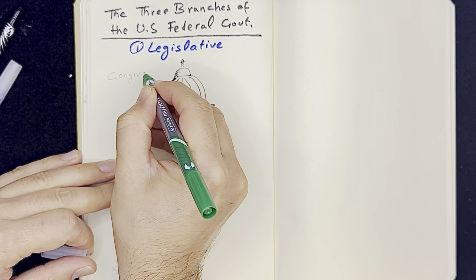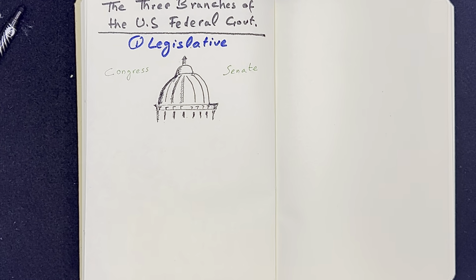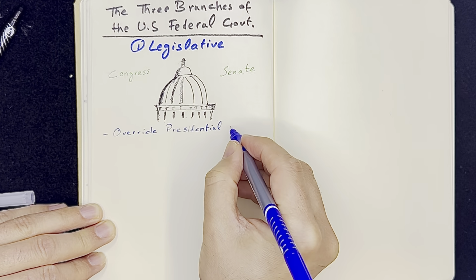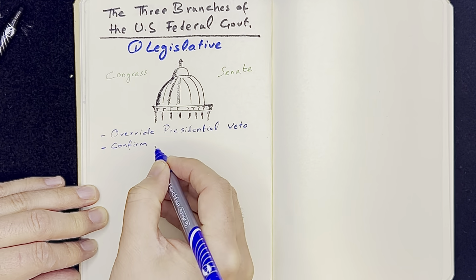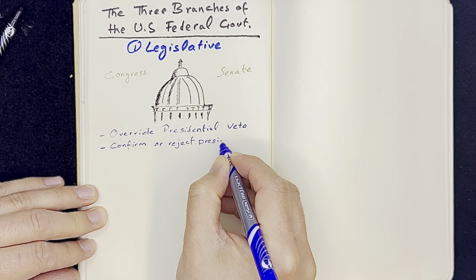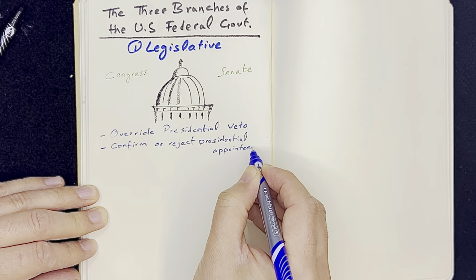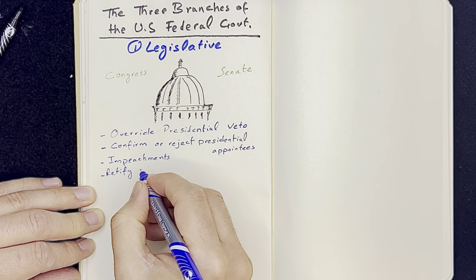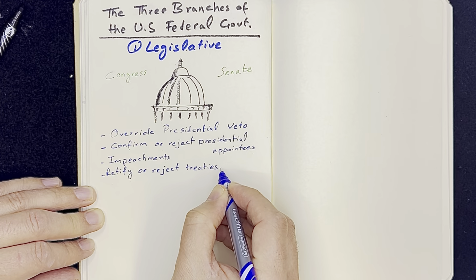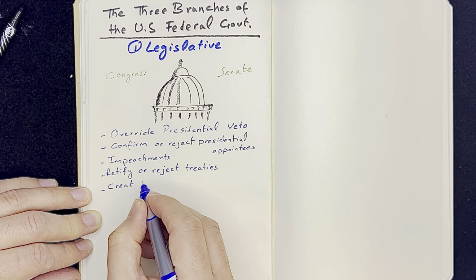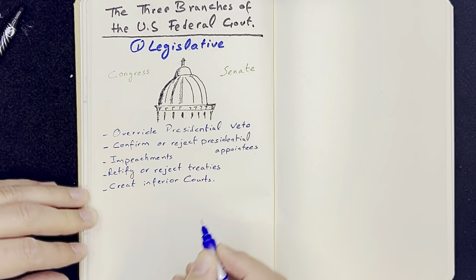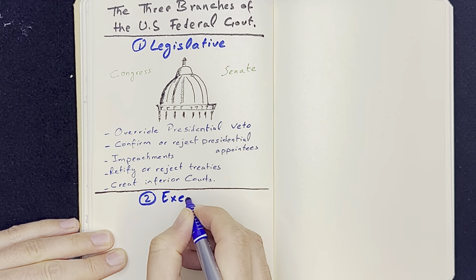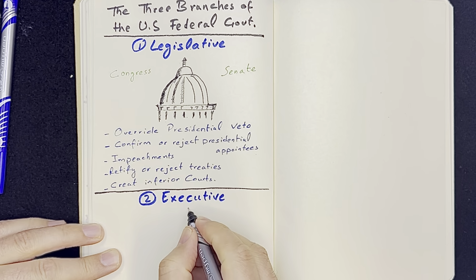So we have some responsibilities according to the Constitution for the legislative branch, and they include overriding a presidential veto with a supermajority vote, confirming or rejecting presidential appointees, impeaching the president or federal judges, ratifying or rejecting treaties, responding to Supreme Court rulings by passing new federal laws or constitutional amendments, which states must then ratify, and creating inferior courts.